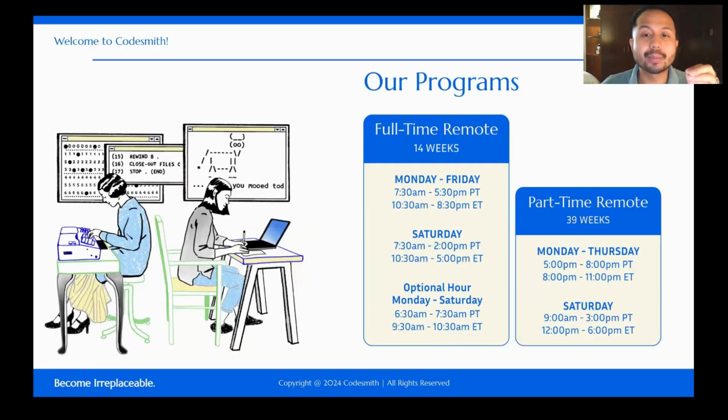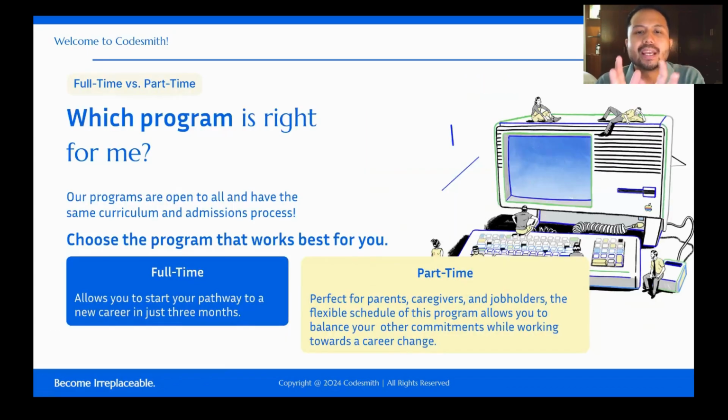Our immersive program has two different campuses, one that is full-time and one that is part-time. You can see an overview of both programs and their schedules on this slide right here. Our full-time remote immersive program, known as FTRI, is 14 weeks long or about 3 months. Our part-time remote immersive program, or PTRI, of which I am the lead engineering instructor, is 39 weeks long or about 9 months.